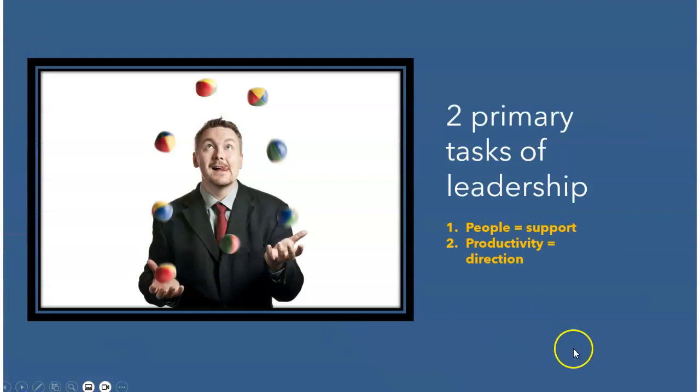Okay, so let's take a step back before we take a step forward. In any leadership role, you have two primary tasks. Now, granted, you have many secondary tasks, but your primary tasks, if you envision yourself as a leader, you're always juggling, right? And I love how this dude's got his tongue hanging out and he's concentrating and he's a little nervous. That looks about right for leadership. So as a leader, we're always juggling, focusing on, and keeping the following two balls in the air, and that is people and that is productivity.